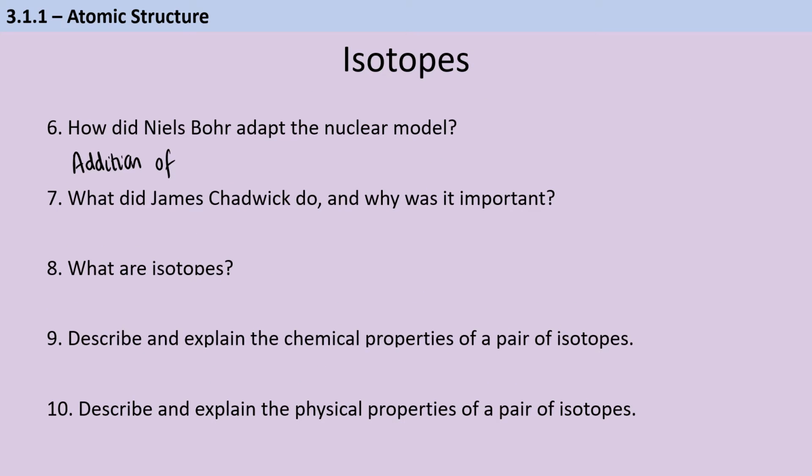Niels Bohr then went on to adapt the nuclear model because he said that the electrons didn't just go wherever they wanted to, they orbited the nucleus at fixed distances. So he basically added in shells.